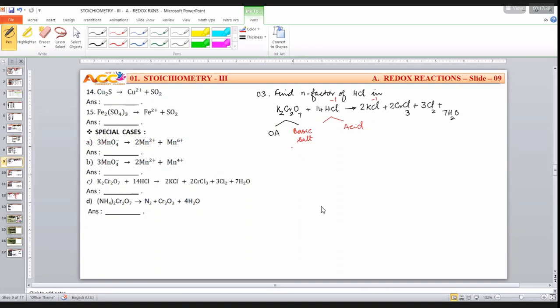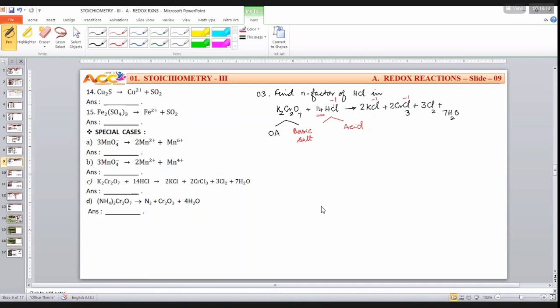This is minus, this is also minus. No change in oxidation state. 2Cl minus, 6Cl minus. Out of 14 HCl, 8 HCl molecules are behaving as an acid. Be careful: out of 14 HCl, 2Cl and 6Cl, 8 HCl molecules are behaving as an acid. Therefore, they are retaining their oxidation state -1. They are undergoing non-redox reaction, a neutralization reaction.